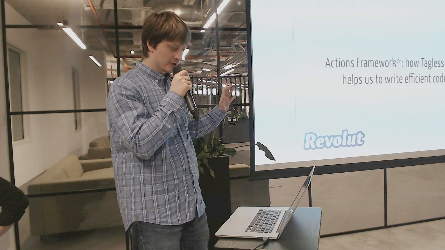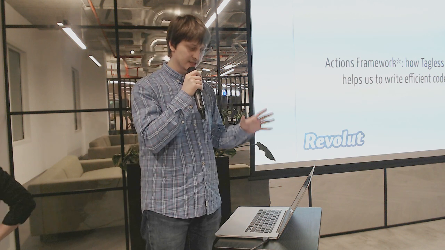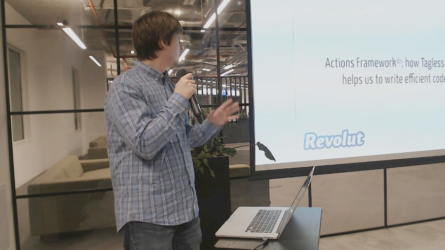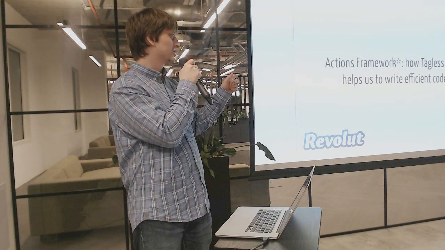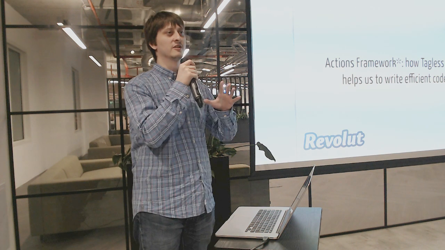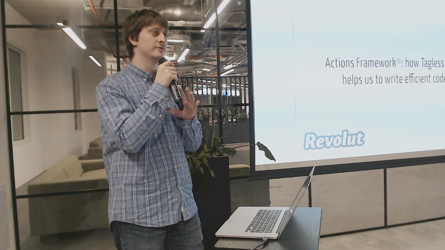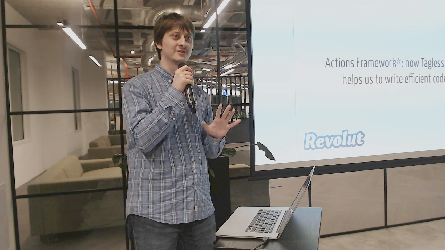This talk is about the action framework, how Toggle's final helps us to write fishing code. The star next to Toggle action framework means that the name is still in work. It might change, so don't stick to this name so hard.